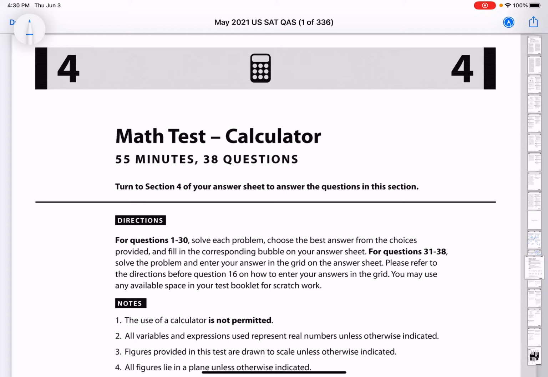Today we'll be going over the May 2021 US SAT exam math calculator section.